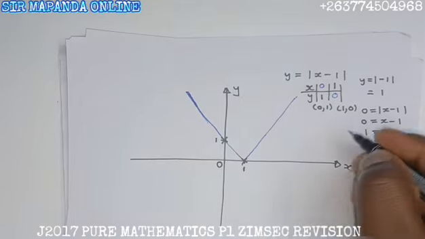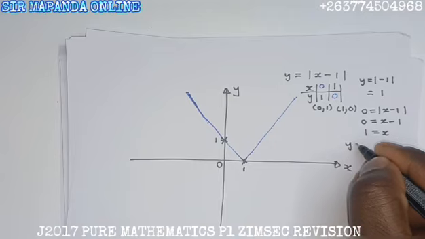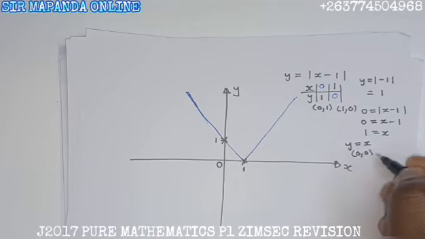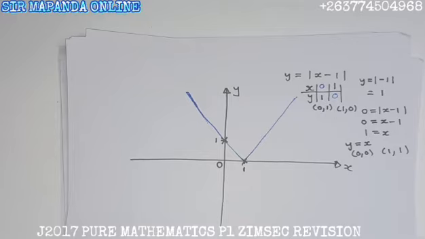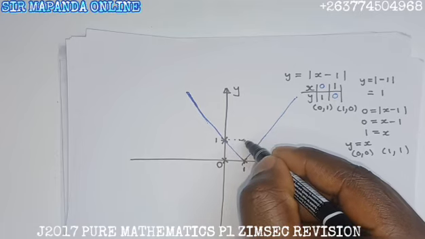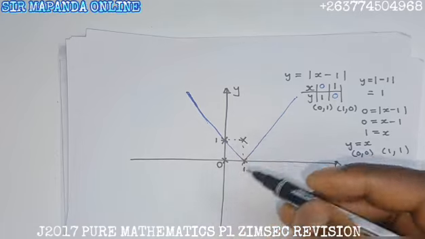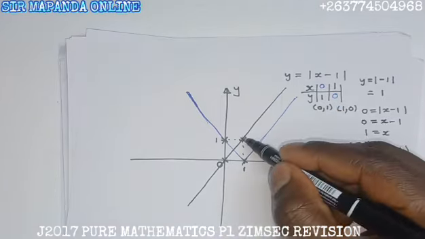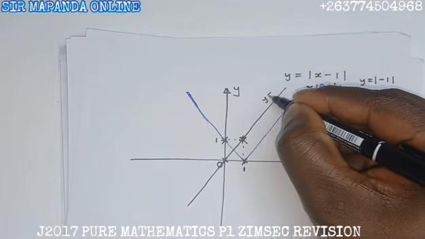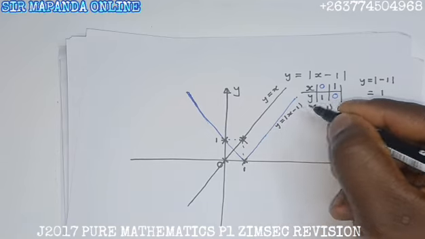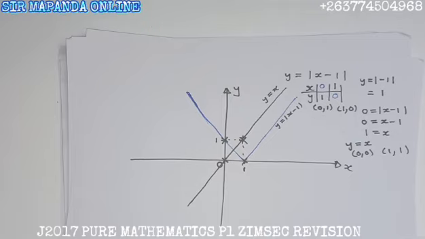Then the second graph to be plotted is y equals x. This one is simple. It passes through 0, 0. It also passes through 1, 1. When x is 1, y is 1. When x is 0, y is 0. So we have 0, 0 already, then 1, 1. You put a point, then you draw. It comes out like this. So this is y equals x, and this is y equals modulus of x minus 1. This is how you draw it.